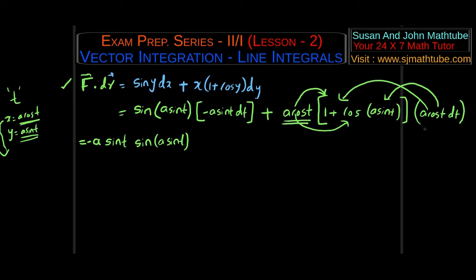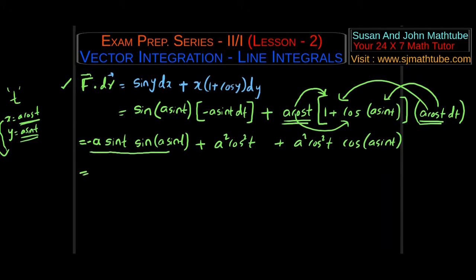This is a cos t and we have a cos t. So in total a square cos square t will go inside. And that is a square cos square t plus a square cos square t times cos a sin t. You will understand this only if you are using a pen and paper and working out the problem along with me. Yeah.